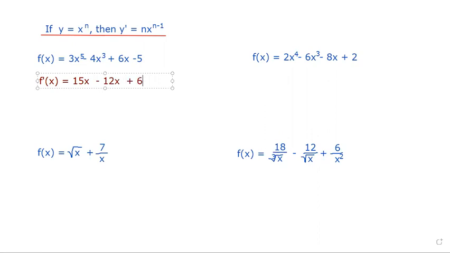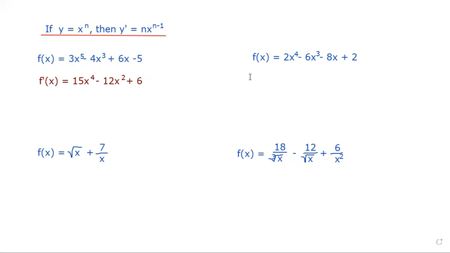The 6x turns to 6. Remember, that's an understood 1. And the derivative of any constant term is 0. So that 5 is just 0, so it's just not there. So that's 15x to the fourth minus 12x squared plus 6. All right, so now we can move to the next one.